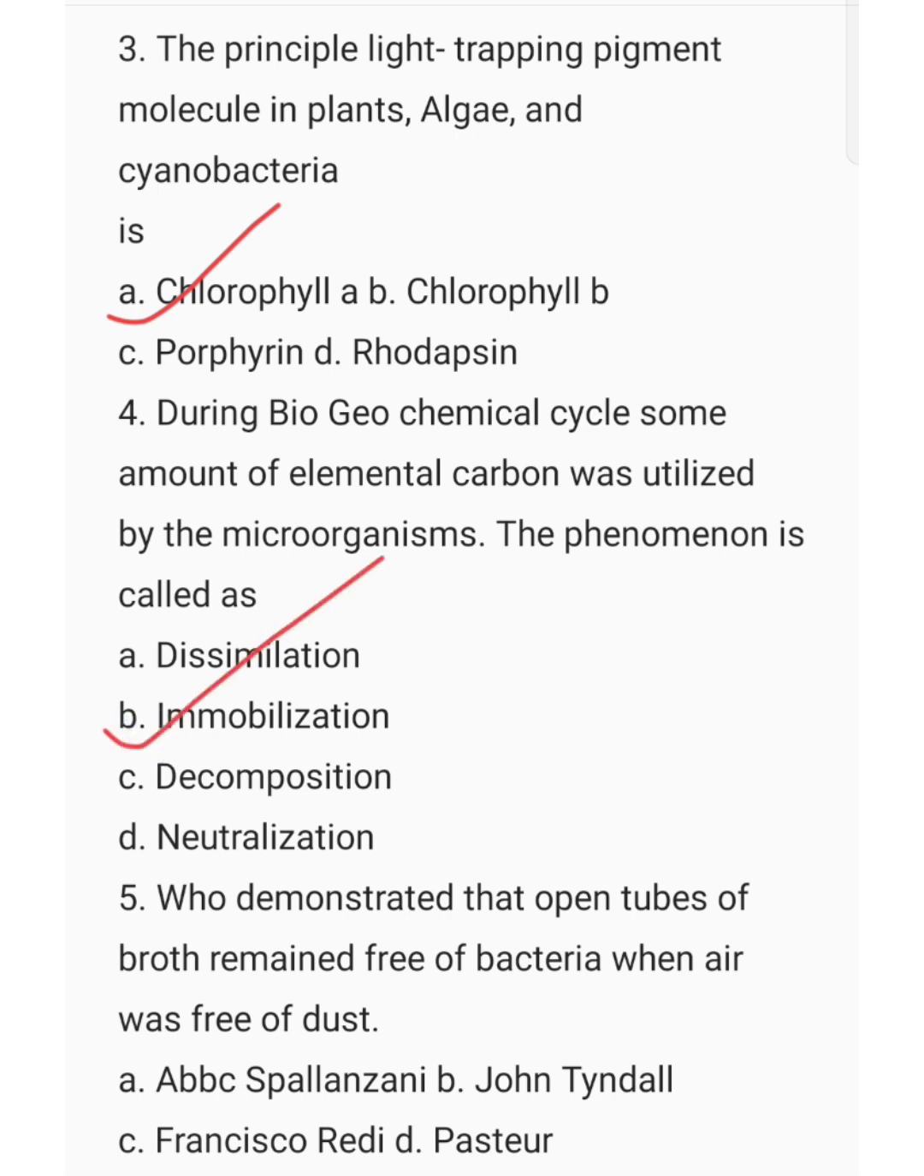Next question. Who demonstrated that open tubes of a broth remained free of bacteria when air was free of dust? Option A, Spallanzani. Option B, John Tyndall. Option C, Francesco Redi. Option D, Pasteur. So, here the question is, who demonstrated that open tubes of broth remained free of bacteria when air was free of dust? The right answer is John Tyndall. That is Tyndallization.